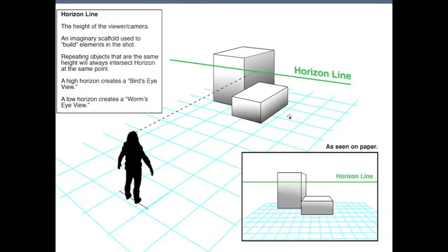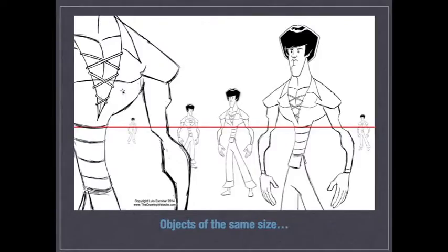Here's some characteristics again of the horizon line. If you want to pause this or take a screenshot for your notes, feel free. It's the height of the camera or the viewer. It is an imaginary scaffold that is used to build stuff in the shot because you need to know if that thing is below or above the horizon. If you have several objects of the same size, they will always be intersected by the horizon line, no matter how far away or how up close to the viewer they are.